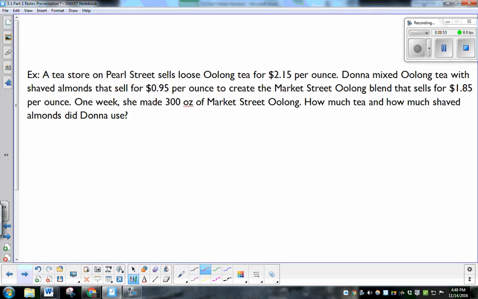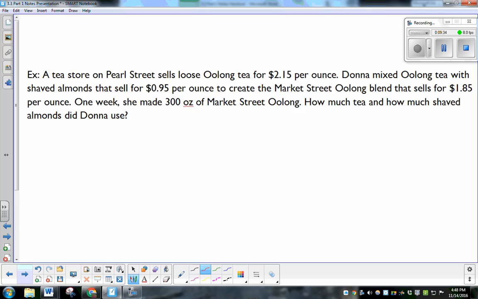A tea store on Pearl Street sells loose oolong tea, I think that's how you pronounce that, oolong, for $2.15 per ounce. Donna mixed oolong tea with shaved almonds that sell for 95 cents per ounce to create the Market Street Oolong Blend that sells for $1.85 per ounce. So they sell it, it doesn't cost the price of adding the two up. It's a little different. So this 1 week she made 300 ounces total. So she's combining these two things to get 300 ounces of the blend of Market Street Oolong. I should have put Market Street Oolong Blend right there. How much tea and how much shaved almonds did she use to make this blend?